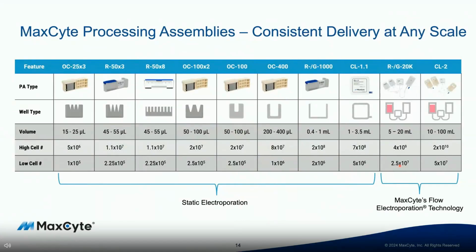Here we show MaxCyte's processing assemblies, which basically enable electroporation from volumes as small as 15 microliters up to 100 milliliters. So in terms of how many cells you can electroporate, you can electroporate as low as 75 to 100,000 cells, all the way up to 20 billion cells. And usually optimization occurs at the smaller scale with multi-well processing assemblies, where you would optimize the cell density, the cargo concentration like mRNA or DNA, and then the electroporation protocol. Once you optimize those parameters, you would simply scale up the volume for seamless scalability.